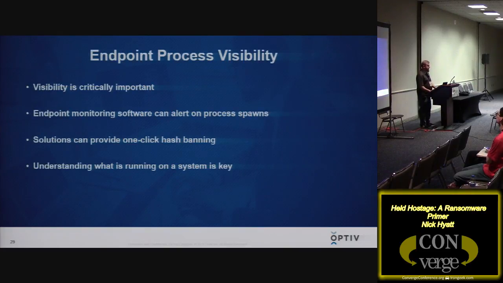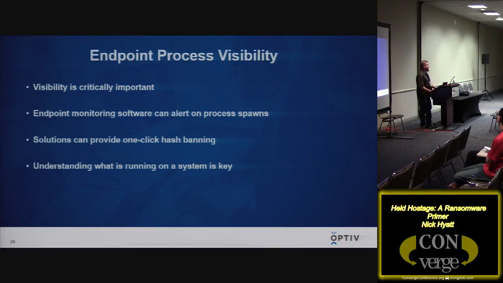Endpoint process visibility is great. It's critically important that you know what's running on your systems. Endpoint monitoring software can alert on those process spawns, like we saw with BitPaymer here. Those solutions can provide one-click hash banning. One of the things that we've noticed about ransomware developers is that they're not very creative. They will send out a bunch of installers that all have the same MD5 hash, which is why traditional AV works so well against ransomware.